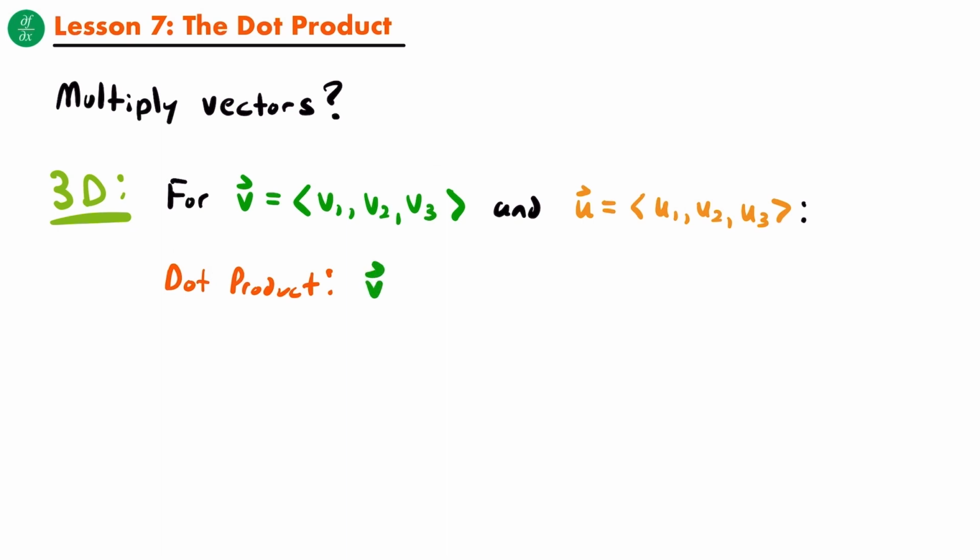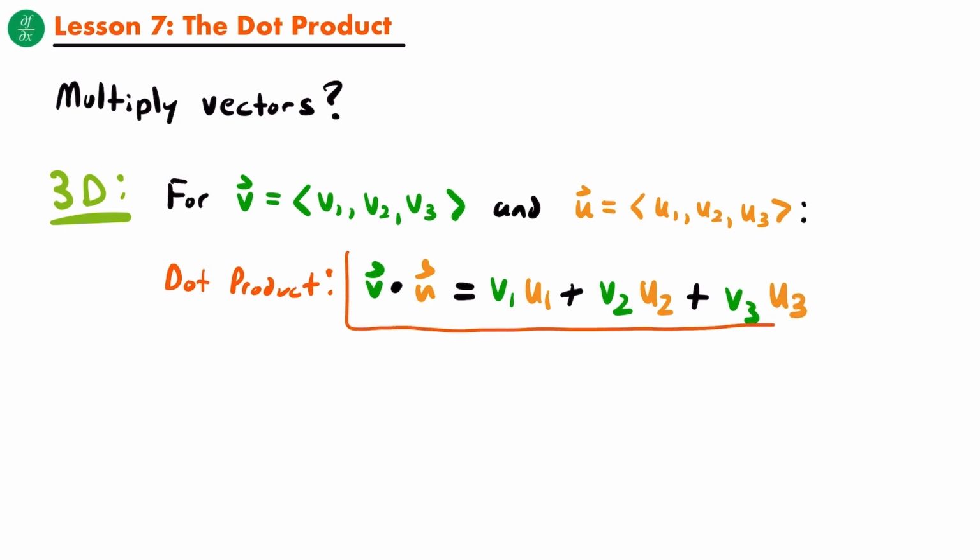All right, so here's what that looks like. The dot product of vector v and vector u in 3D will be equal to v1 times u1 plus v2 times u2 plus v3 times u3. All right, and so that is the dot product in 3 dimensions. It's really not all that more difficult than the dot product in 2 dimensions. We just have that extra term that accounts for the z components of our vectors. All right, so nothing else really changes.